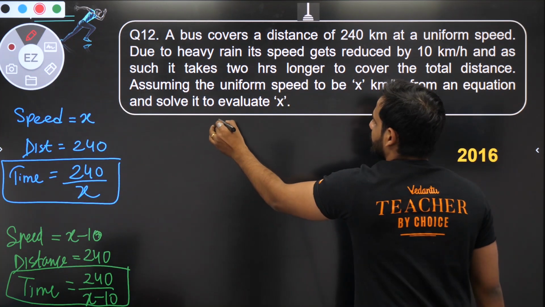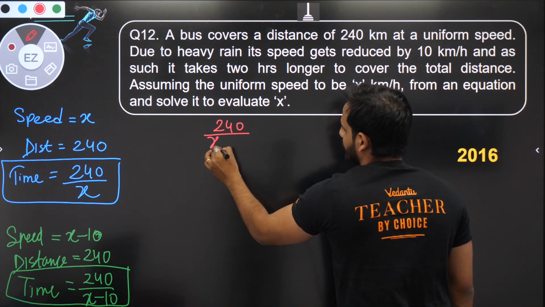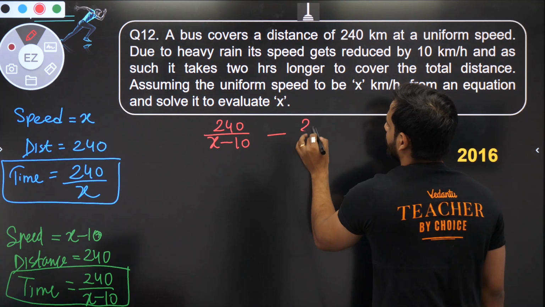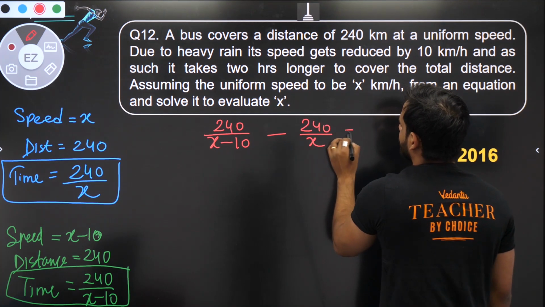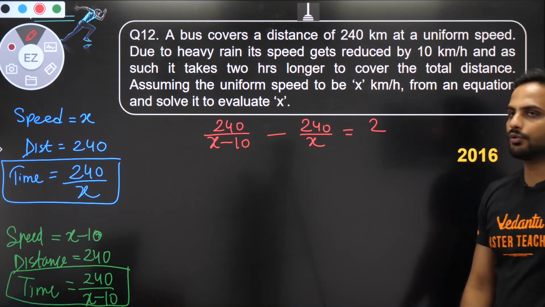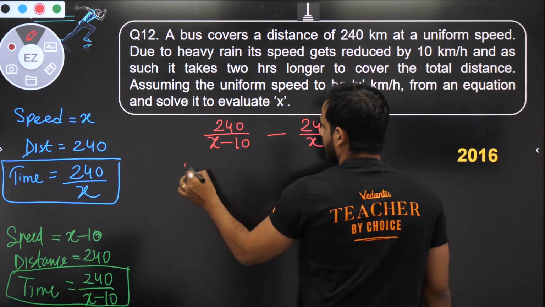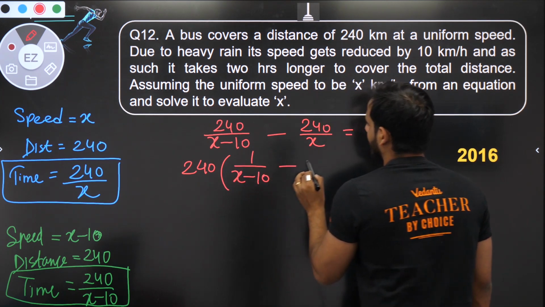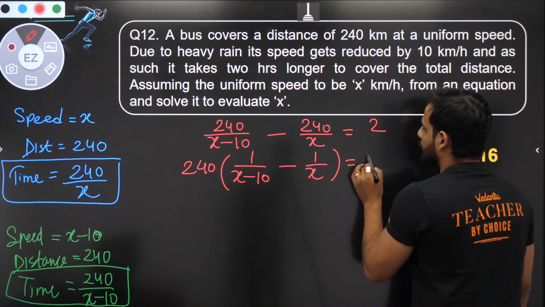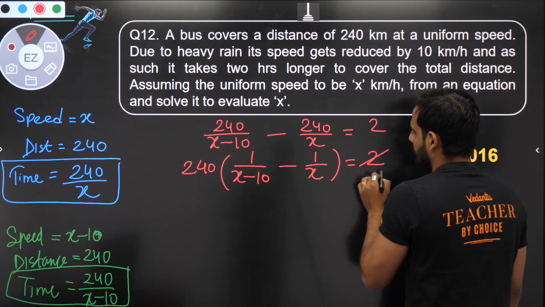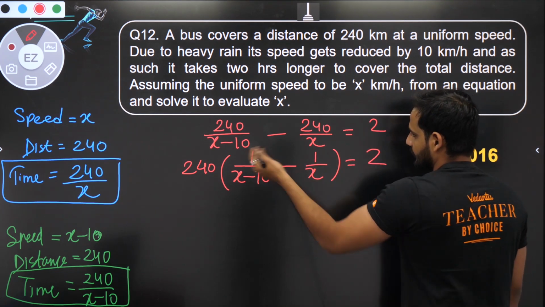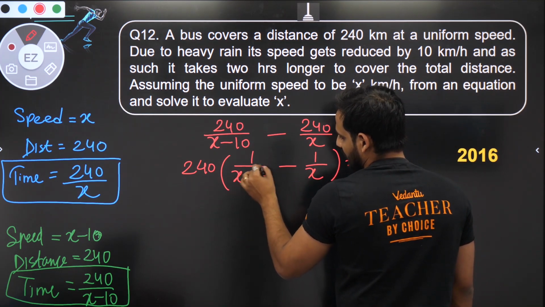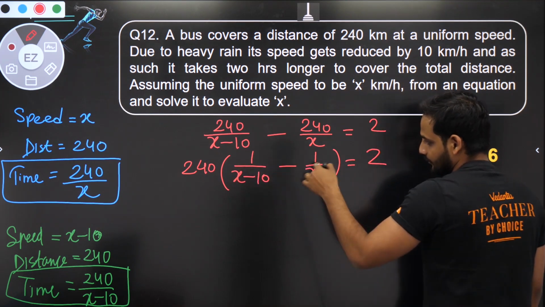So I'll say 240 upon x minus 10 minus 240 upon x is equal to 2 hours. You can take 240 common. You'll be left with 1 upon x minus 10 minus 1 by x is equal to 2. This 240 will shift to the other side in the division. So take the LCM: I will multiply this part with x and this part with x minus 10.